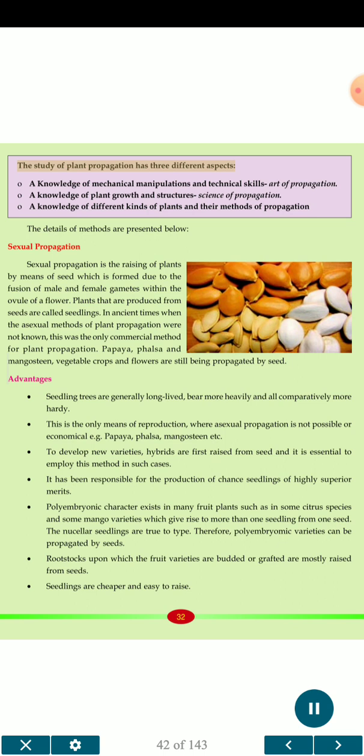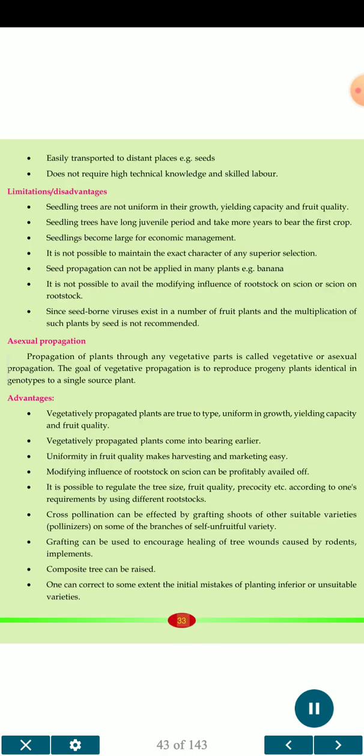The study of plant propagation has three different aspects. A knowledge of mechanical manipulations and technical skills, the art of propagation. A knowledge of plant growth and structure, the science of propagation. A knowledge of different kinds of plants and their methods of propagation. 33. Seeds are easily transported to distant places. Seed propagation does not require high technical knowledge and skilled labor.